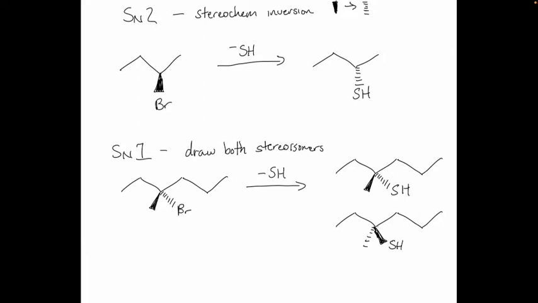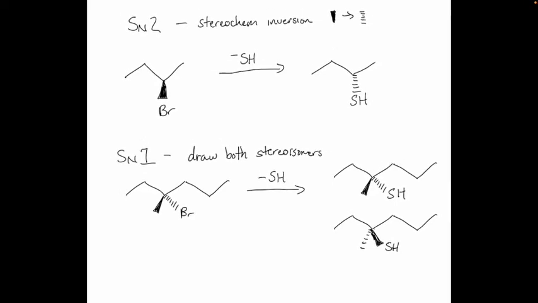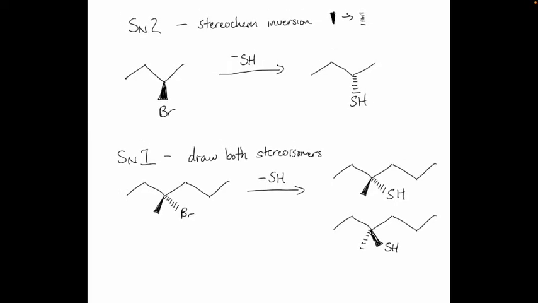So you can see that I have these two products. In one, my new functional group is on a dash bond. In the other one, it's on the wedge bond. So that's the difference between our SN1 and SN2. That's why we had to distinguish between the two of them. SN2, there's this inversion. SN1, both.